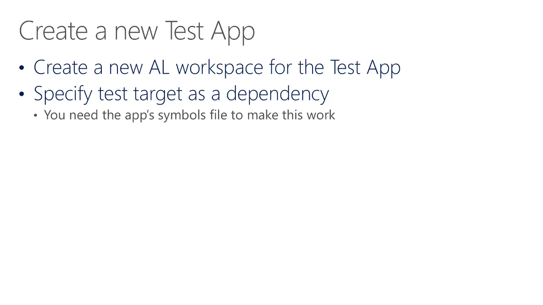You set this in app.json in the dependency area, and then you need the app's symbols file to make it work. Now, the app file itself will actually work as a symbol file, but what we found is the easiest way to get everything done properly is to just get rid of the packages folder, connect to your test app tenant, make sure that the app is deployed, and then you can just download the symbols from that container, and that puts everything in place that you need for developing the test app itself.